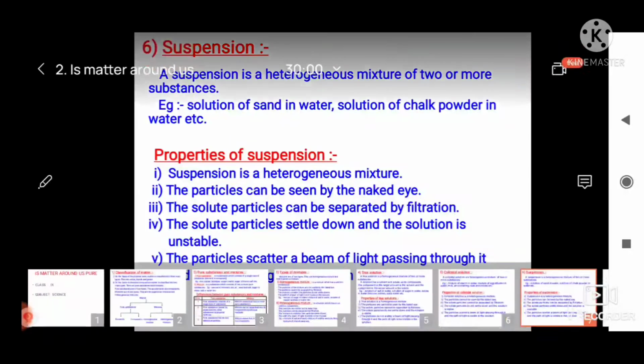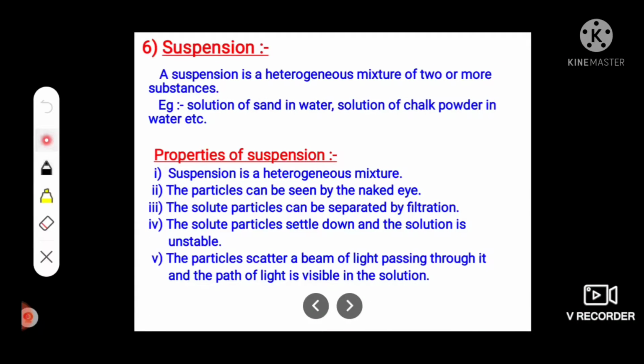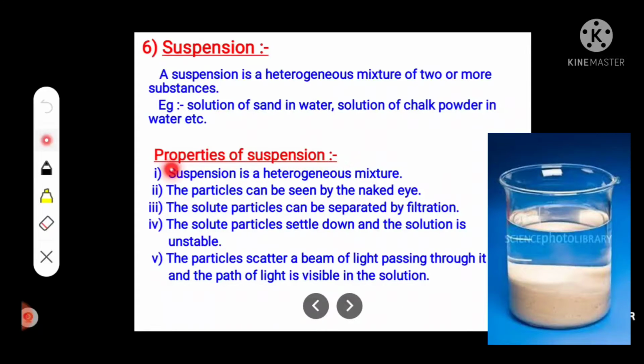A suspension is a heterogeneous mixture of two or more substances. Examples: sand in water, chalk in water, etc. Properties of suspension: suspension is a heterogeneous mixture. The particles can be seen by naked eyes.